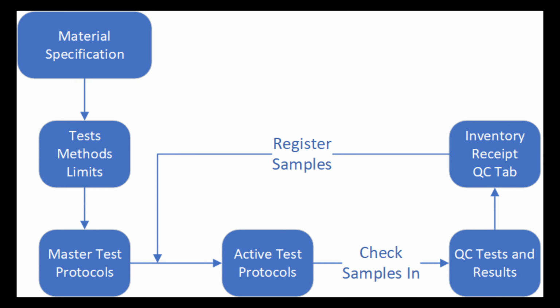Here's an overview. It all starts with material specifications where you define the tests, methods, and acceptance limits for every material. Each test and method combination is used to create master test protocols, which are then used to generate active test protocols for specific samples. When a sample is registered from an inventory receipt, it's tied directly to its active test protocol. When the sample is checked in and the QC testing is completed, the results flow instantly into the QC tab of the inventory receipt, keeping quality data and inventory records perfectly in sync.